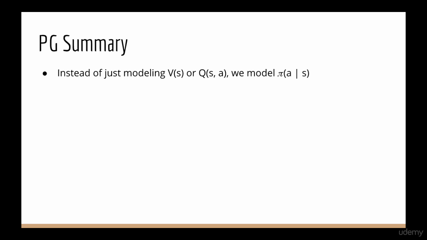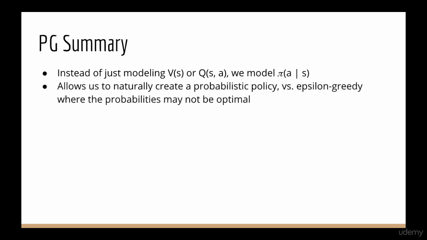In this lecture, we are going to summarize everything we've learned in this section, which was focused on the policy gradient method. The difference between policy gradient methods and non-policy gradient methods is that instead of just modeling the value function, we also create a model for the policy. This allows us to create a probabilistic policy naturally, rather than doing something like epsilon greedy where we have to choose epsilon, which we might end up doing suboptimally.